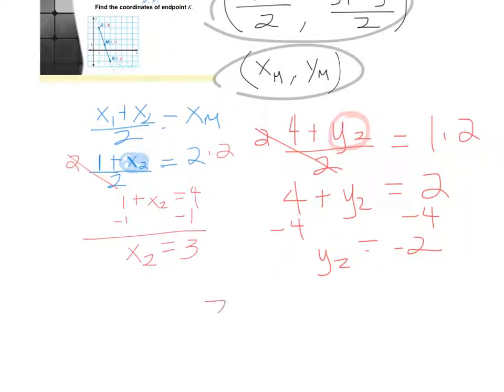So the ordered pair is 3, -2, which is the other endpoint, which we saw right away by looking at the picture. If you're not given a picture, this is the process you will follow. Any questions? As you can see, we're pulling in quite a bit of our algebra skills into this geometry course right away. Anybody still need this slide? No? All right, let's move on.